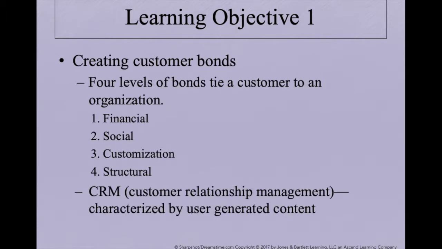Creating customer bonds: there are 4 levels of bond tie-in of a customer to an organization. First is financial: monetary incentives such as lower prices for volume purchases or discounts for bundling services. Social and interpersonal is at the core of the healthcare profession, where a primary care physician knows his or her patients. Customization requires intimate knowledge of the customer, and structural bonds are the most difficult level of relationship bond for an organization to achieve. These are accomplished by building services for clients right into the delivery system.